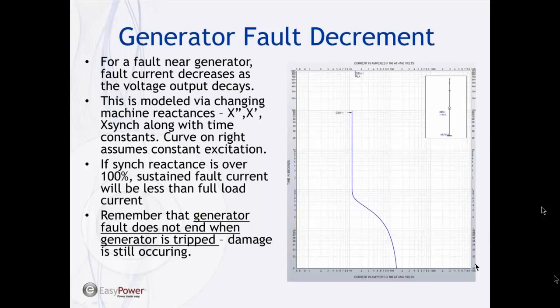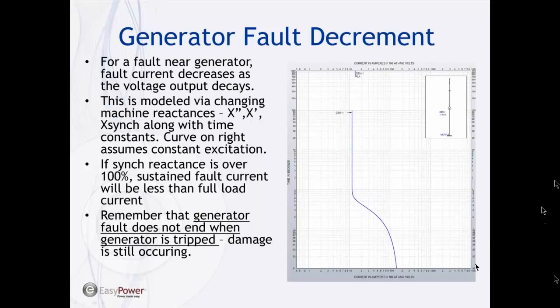So on the time current curve, time is going up vertically. In the beginning, my fault current's quite high, but it immediately starts to decay. I get into the subtransient region, and then eventually it decays down to the synchronous reactance. Many times the synchronous reactance is going to be over 100%, and that means that the sustained fault current is going to be less than the full load current.